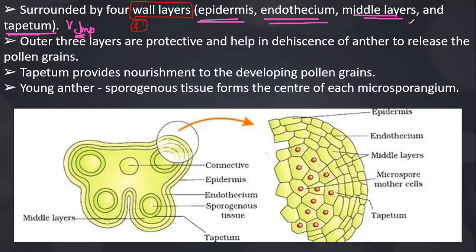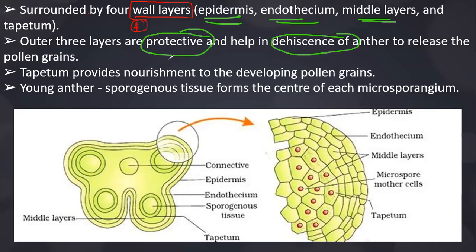So very important MCQ question for NEET, repeated MCQ question. They will ask you to arrange the following whorl layers from inside to outside or outside to inside. So listen to the question very carefully and then only answer this question. Outer three layers are protective and help in the dehiscence of anther to release the pollen grain. So which are the outer three layers? That is the epidermis, the endothecium, and the middle layers, which are protective in nature and help in the dehiscence of anther to release the pollen grain.